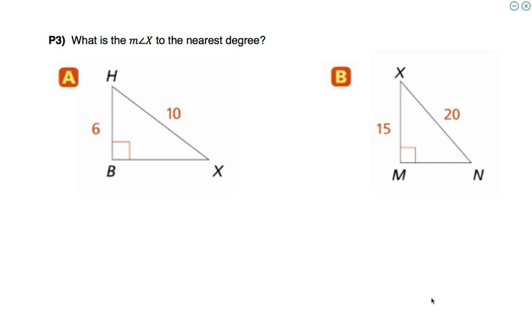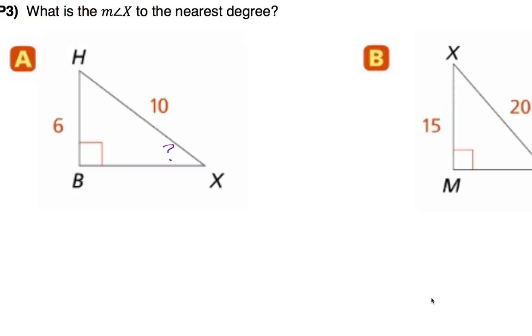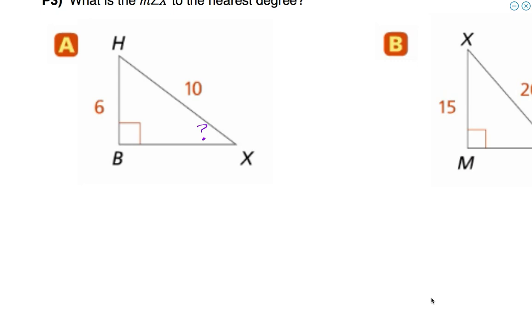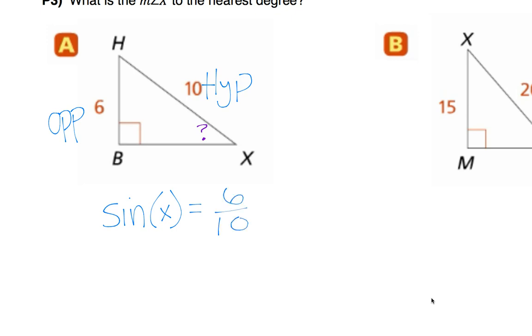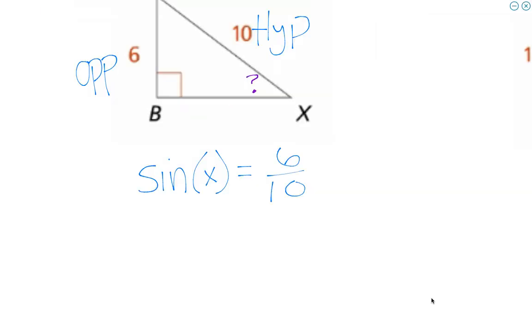All right, what is the measure of angle x to the nearest degree? So now we are missing the angle. So if we had angle x, this would be opposite over hypotenuse. So this would be sine of x equals 6 over 10. So now we actually have the ratio. We don't know the angle measure. So we need to get x by itself.